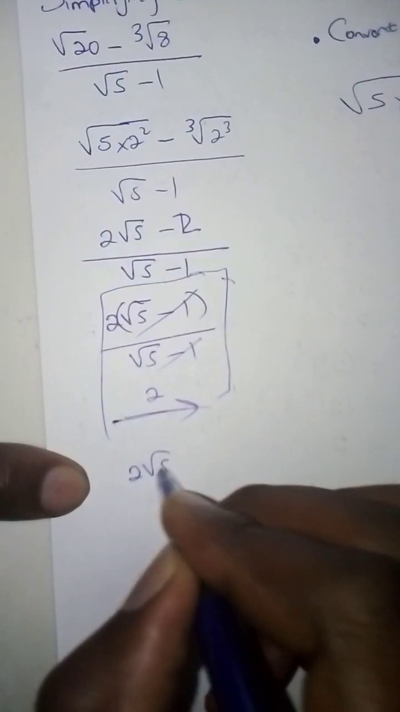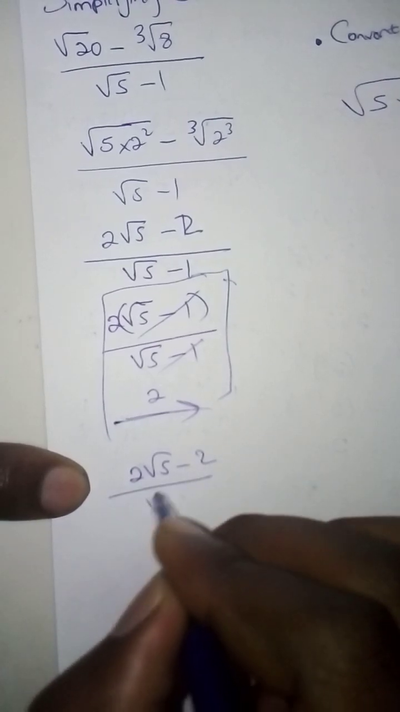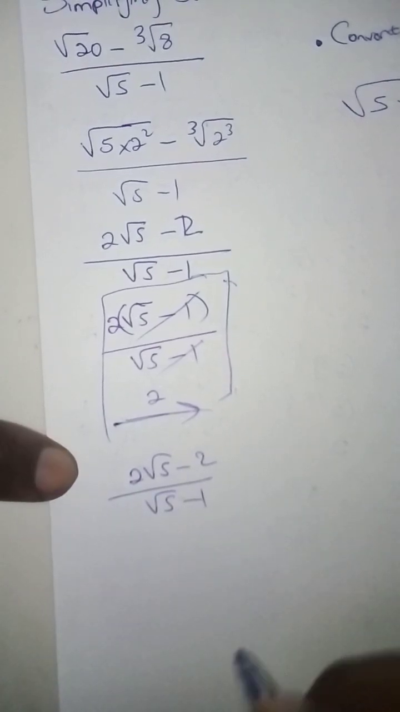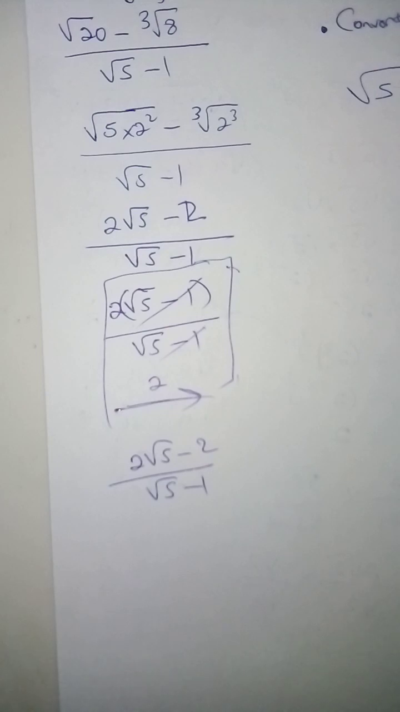So 2 square root of 5 minus 2 divided by square root of 5 minus 1. So on this point, we introduce what we call rationalizing. So basically when you rationalize, we are removing the square root from the denominator.